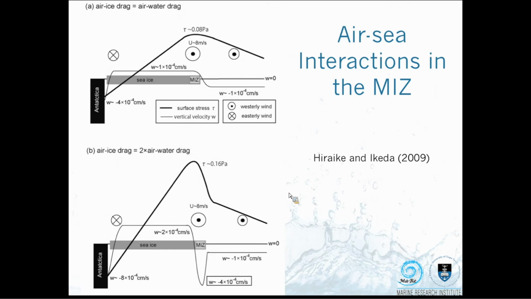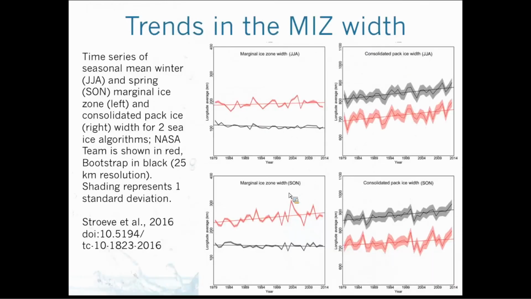This is an analysis done in 2016, so it's very recent. All the work on the Marginal Ice Zone is very recent. Here we're looking at June, July, August, so this is the winter and the spring, and we have two different algorithms for reconstructing sea ice concentration from space, from microwave passive data. And we see the Marginal Ice Zone on the left and the consolidated pack ice.